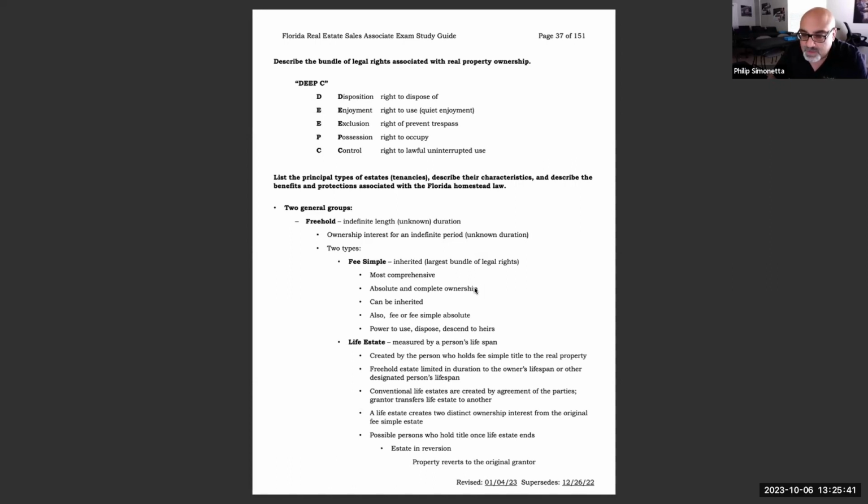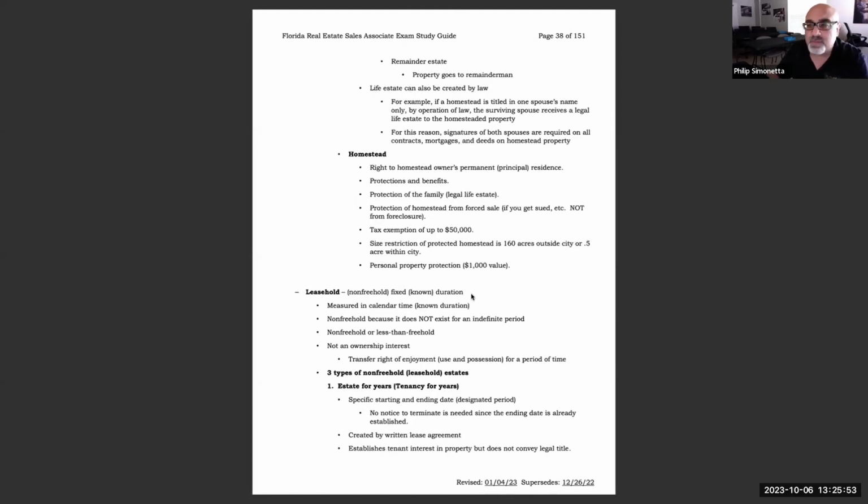The possible persons who hold title once the life estate ends, there's two possibilities. It can be an estate in reversion, which means it reverts back to the original grantor. And it can also be a remainder estate. That means the property goes to a remainderman. So in the deed, it's going to say who gets the property afterwards. It goes to somebody or something, or it goes back to the person, or the trust, or whoever gave it.